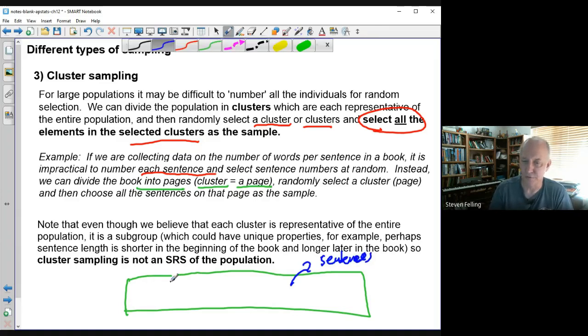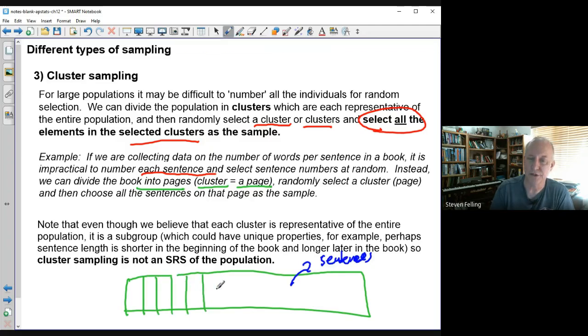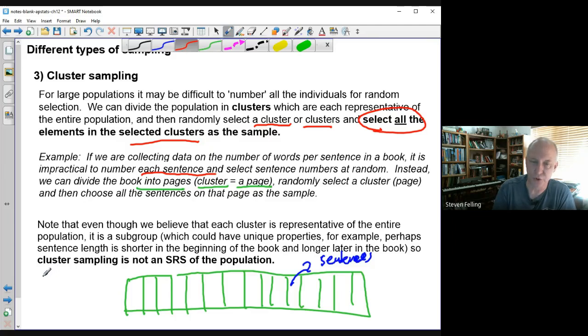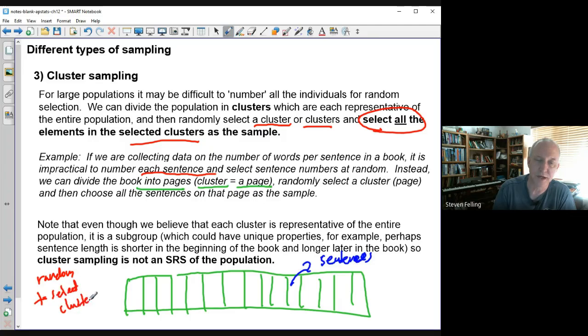So instead of numbering every single sentence in the entire book, what you could do is divide the book by pages into clusters, as long as you feel reasonably sure that every page is roughly the same as every other page. And then what you could do is use some sort of random process, like a dice roll or random number generator, to select clusters. Like maybe I select cluster 3 and cluster 58. And that's page 3 and page 58.